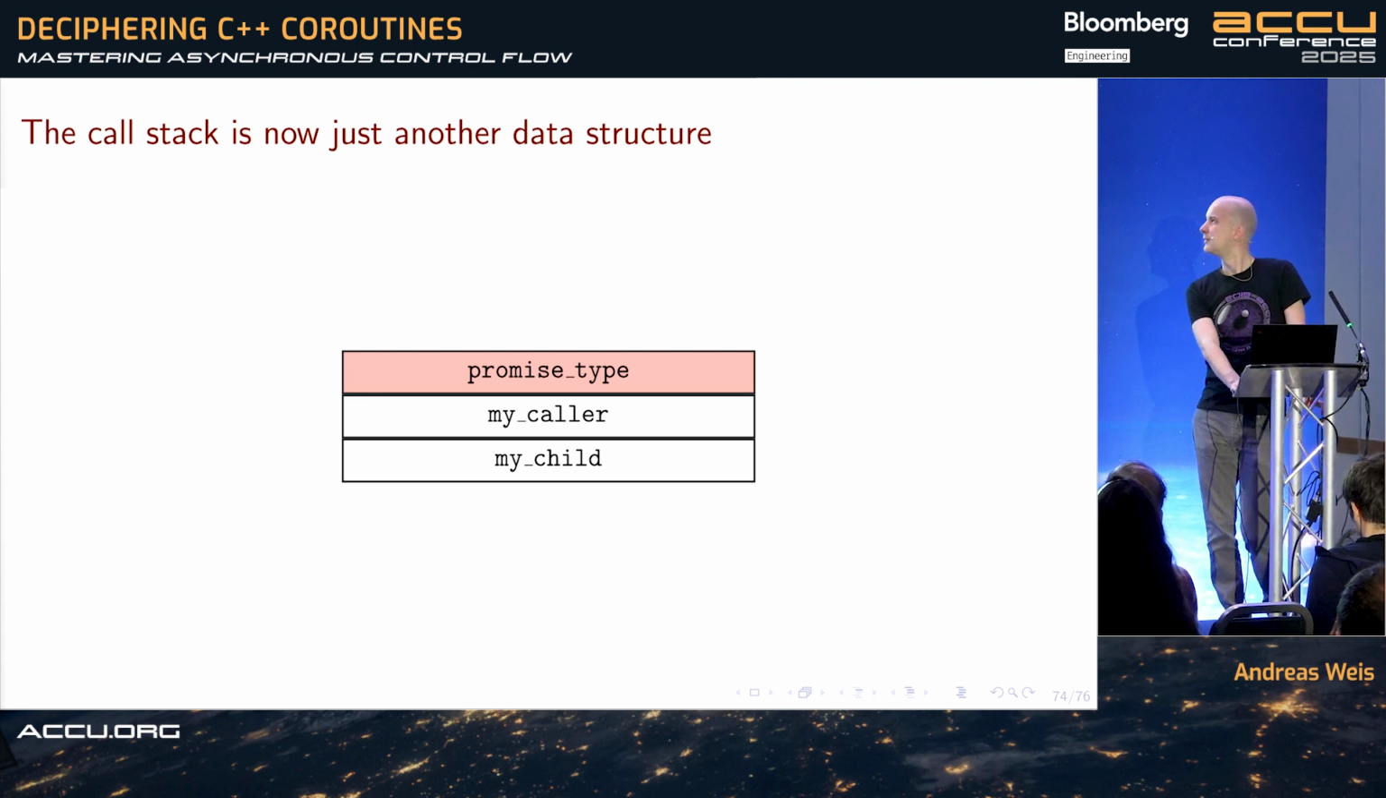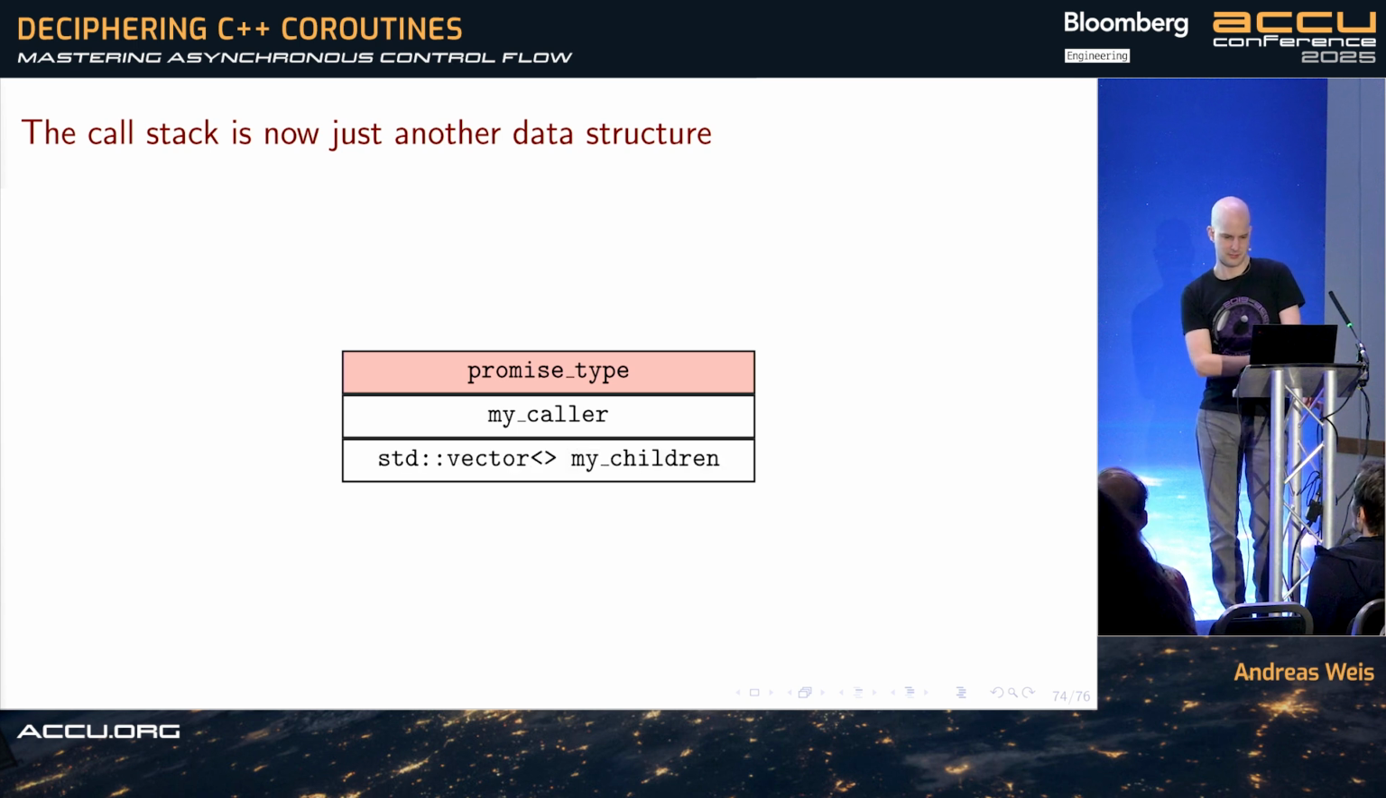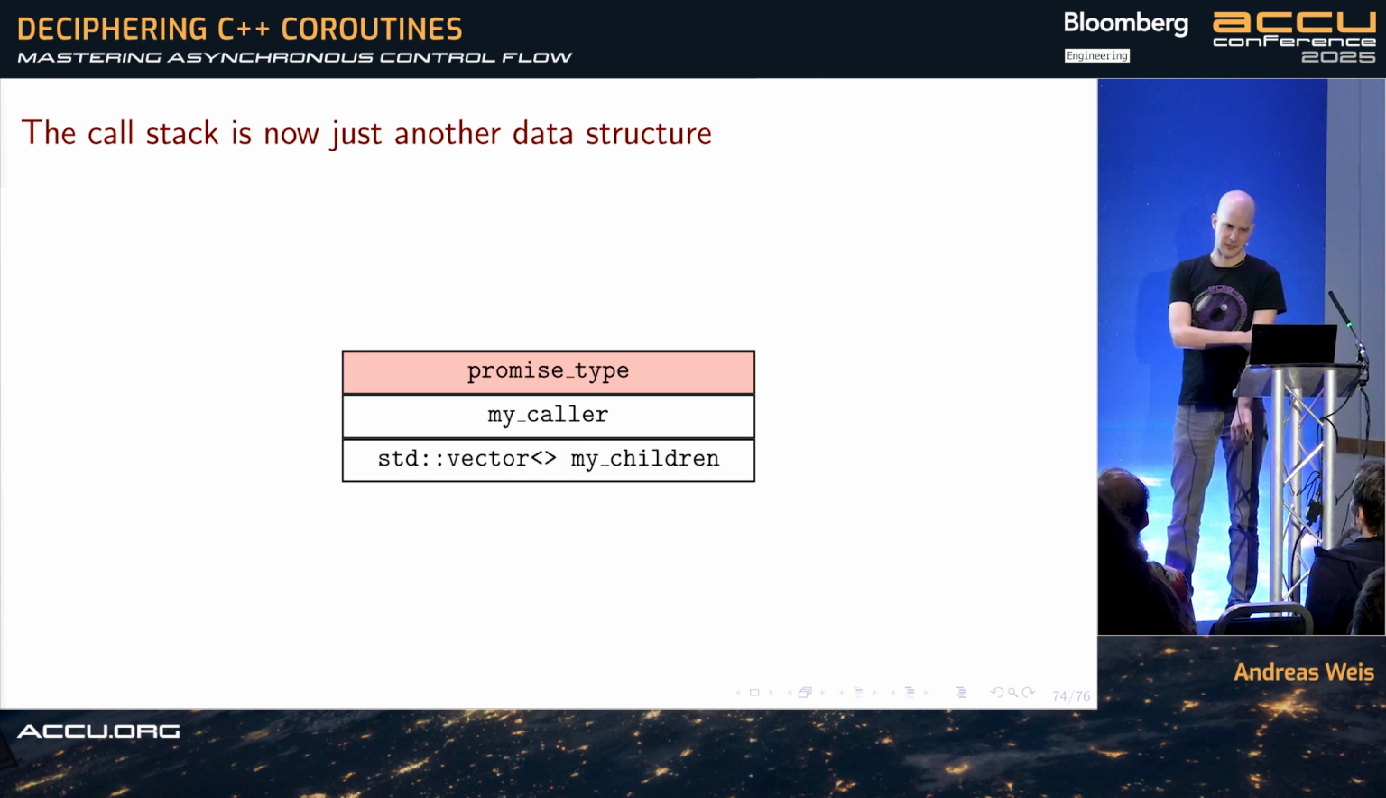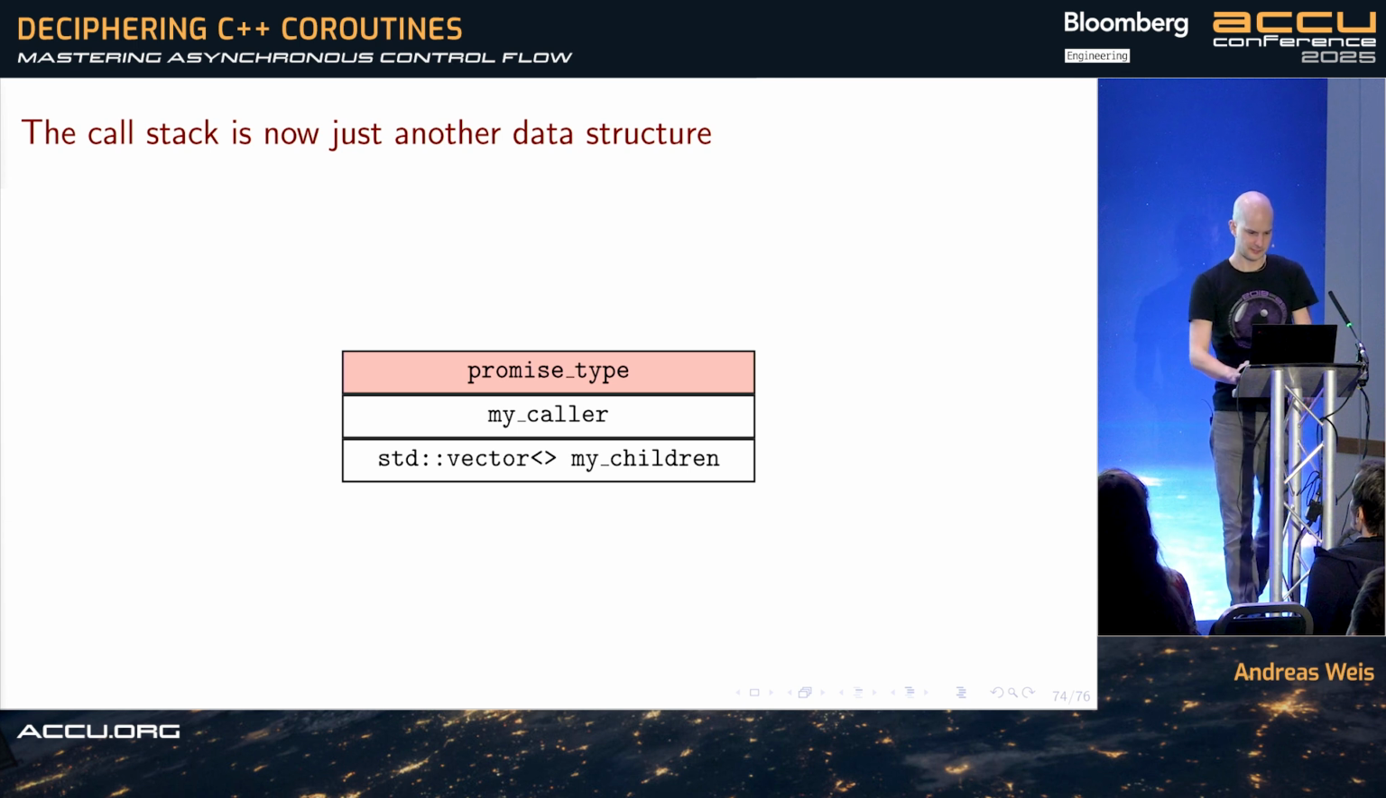what if we just do one more thing? So now it's a tree. And now it's a directed graph.